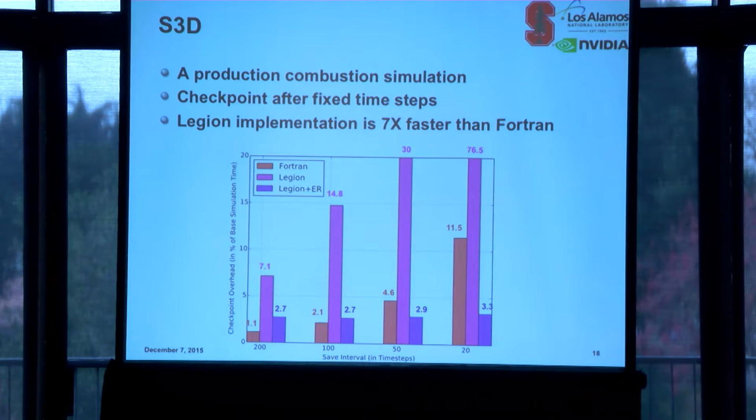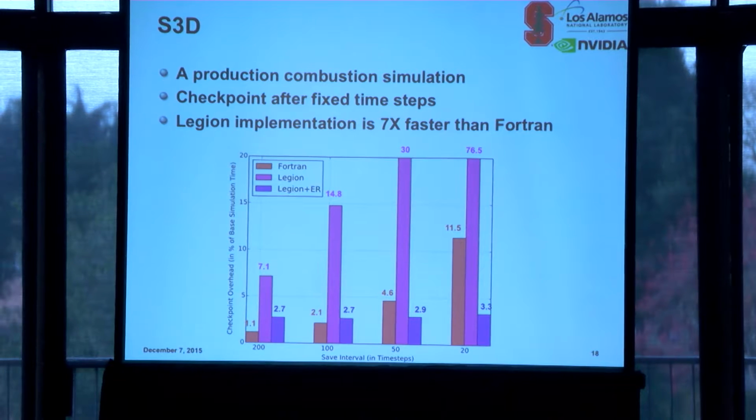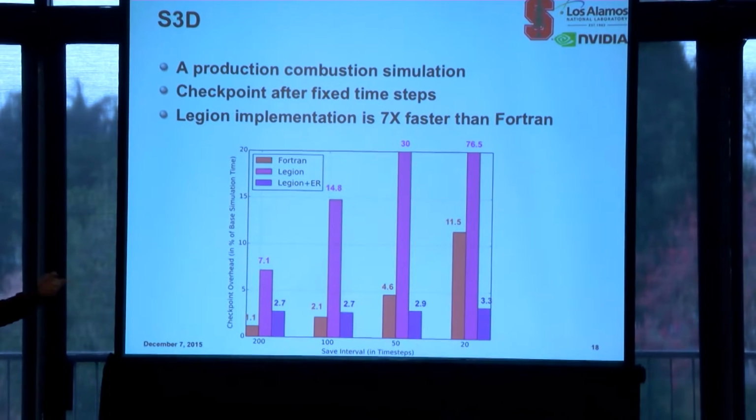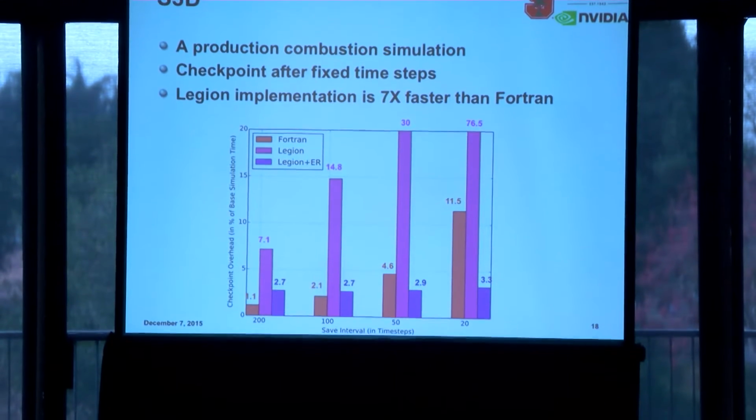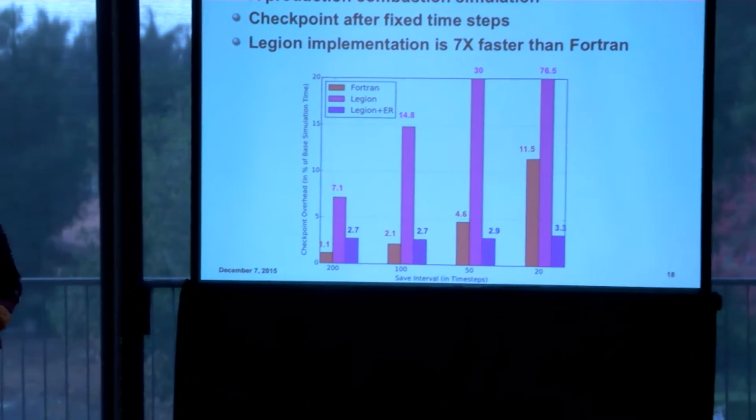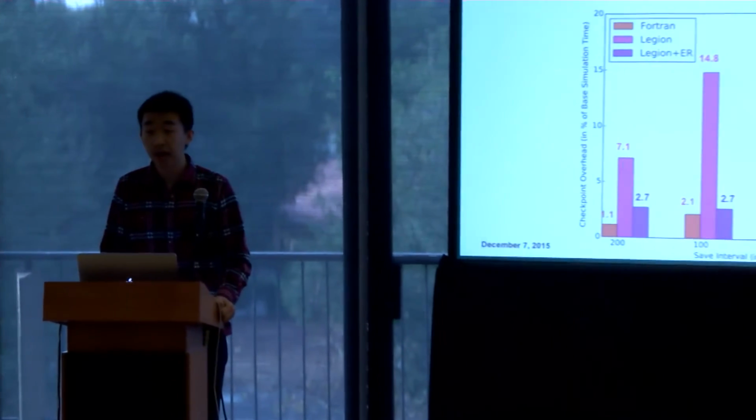And as you can see, please notice that the Legion implementation of S3D is actually 7 times faster than the Fortran version. So actually, the Legion and Fortran versions spend the same amount of time doing the checkpointing. It is just because the Legion execution is faster, so the overhead of doing checkpointing in original Legion is 7 times higher than the overhead of doing checkpointing in the Fortran version. And the blue bar shows the attach.